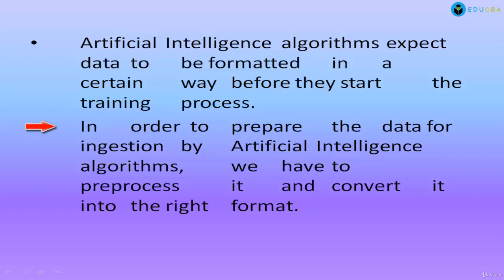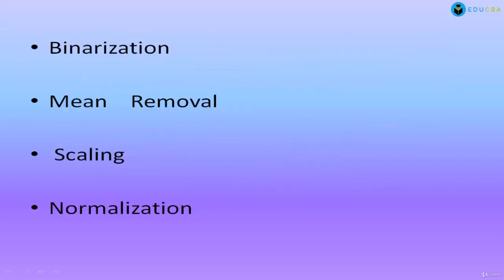In order to prepare the data for ingestion by artificial intelligence algorithms, we have to pre-process it and convert it into the right format. So basically what is pre-processing? We have to convert our data set into the correct format so that it can be used further. Now, what are the different ways by which we can pre-process our data? These are the different ways: binarization, mean removal, scaling, and normalization.